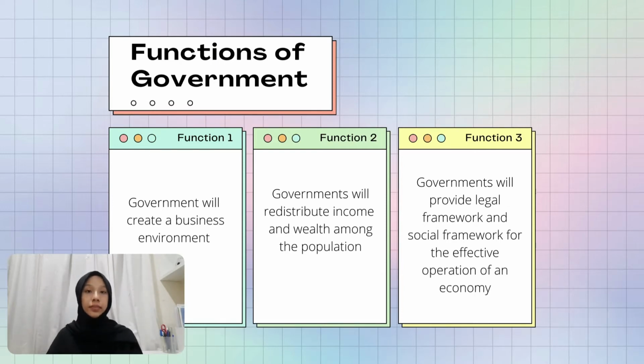Second, the government will redistribute income and wealth among the population. In other words, the government will control disparity between the rich and the poor through taxation and transfer payments.